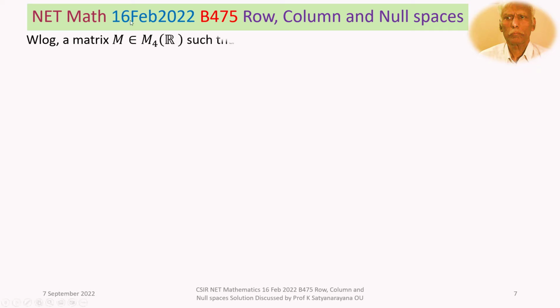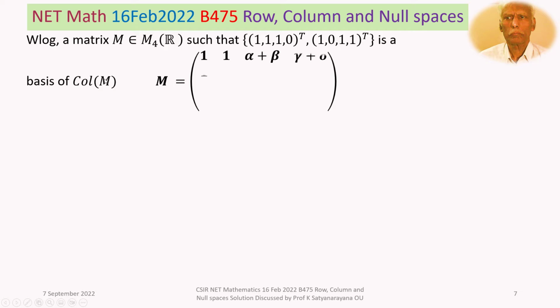So, without loss of generality, a matrix M belongs to M4 over R such that these two column vectors are a basis of the column space of M. Such a matrix, without loss of generality, can be taken as M, where the first column is (1 1 0)ᵀ, the second column is (1 0 1 1)ᵀ, and this is a basis.